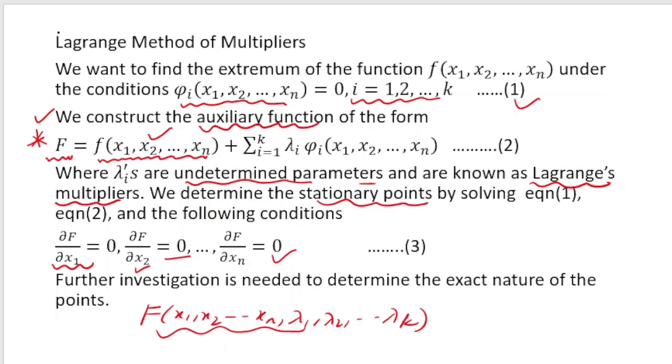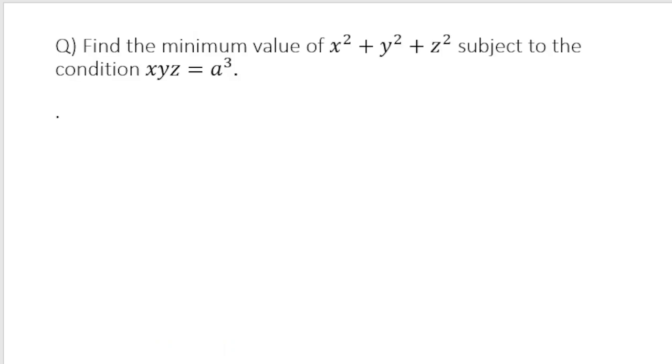Now Lagrange's method of multipliers has a limitation: it only gives you the stationary points. It does not help you identify the exact nature of those points, whether they are points of minimum or maximum, or whether the function will attain a minimum or maximum value at that point. For that we need further investigation. To understand it, we need problem solving, because it might not have made much sense yet. We are going to solve many problems and that will help you understand this.